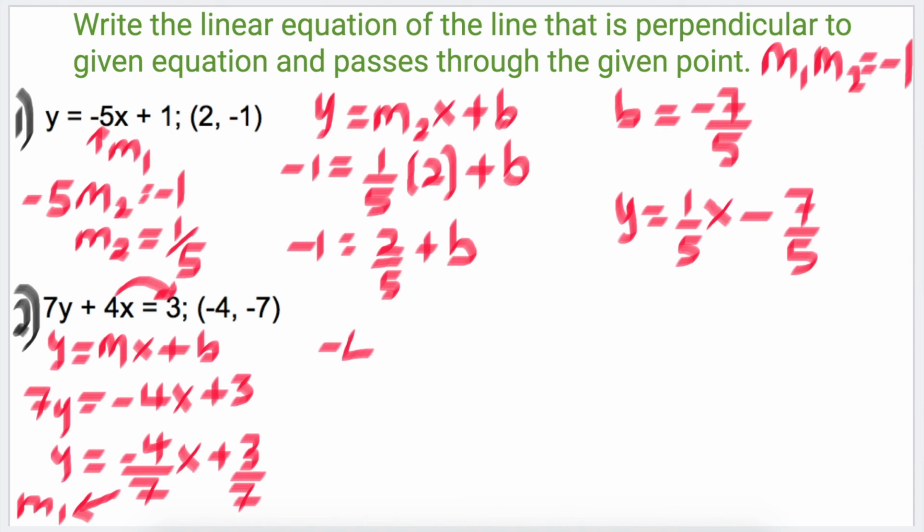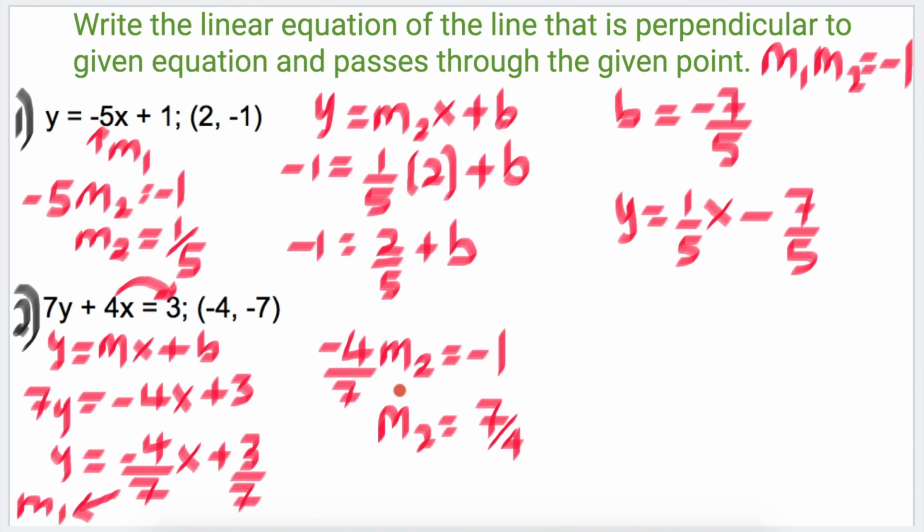So we're going to write negative 4 over 7 times m2 is equal to negative 1. If you want to figure out what m2 is, all you need to do is multiply the left side times its inverse, and you're going to get m2 equals positive 7 over positive 4.